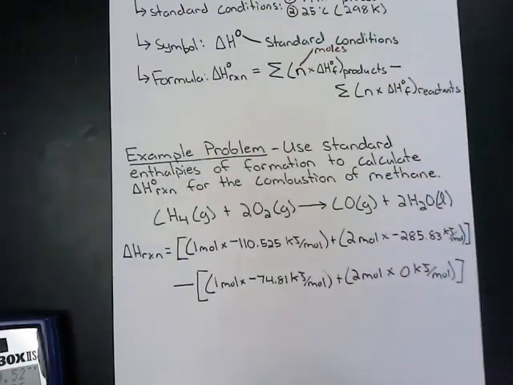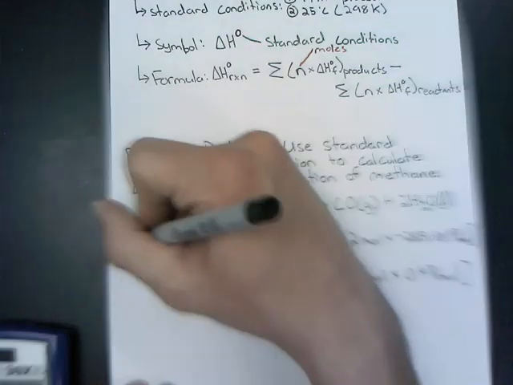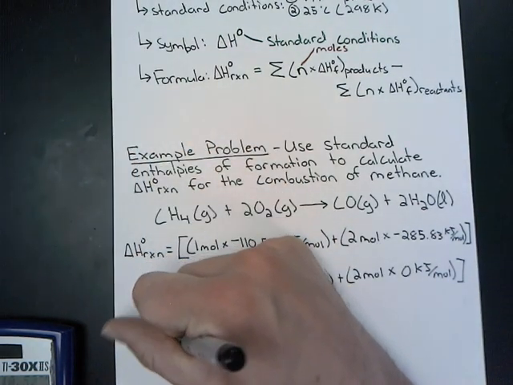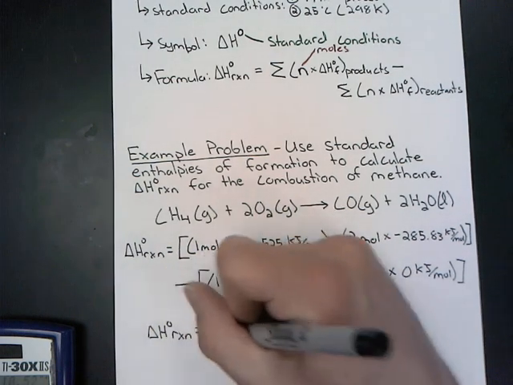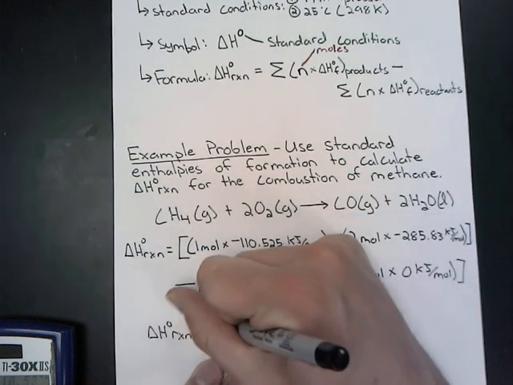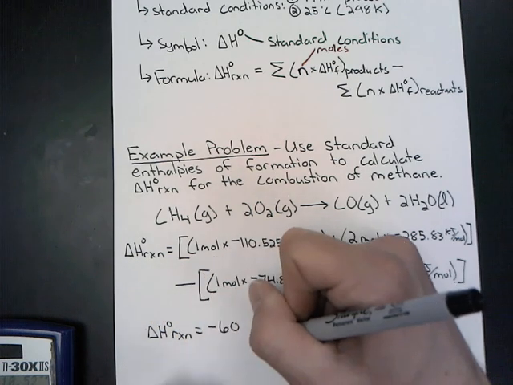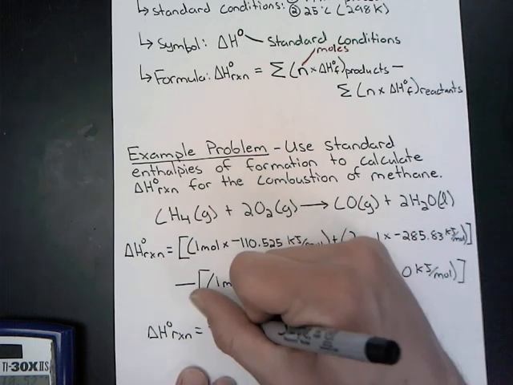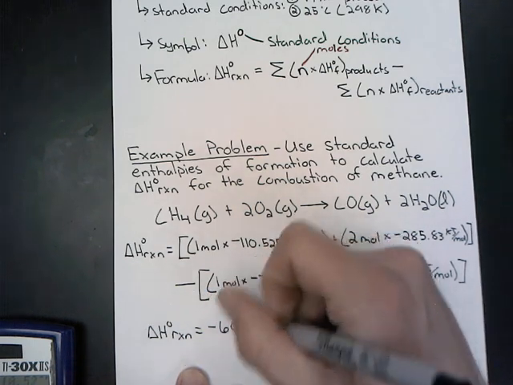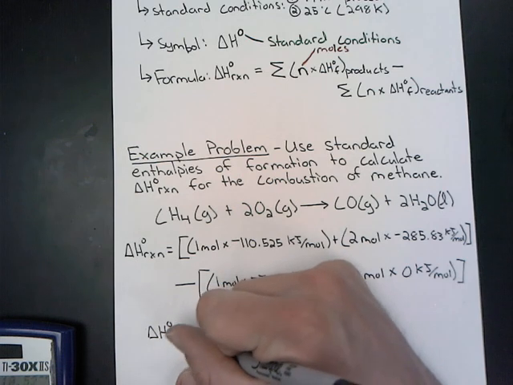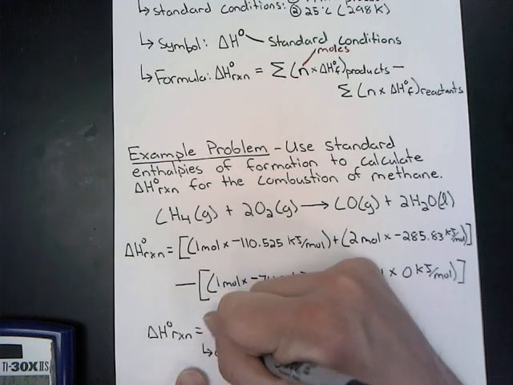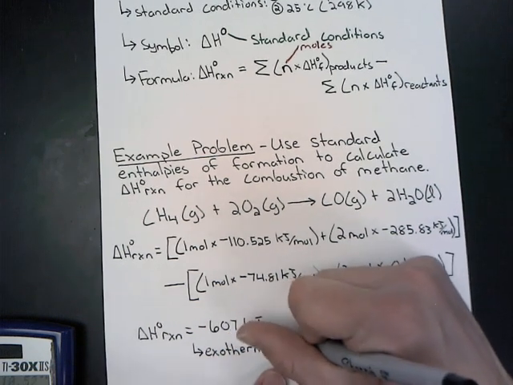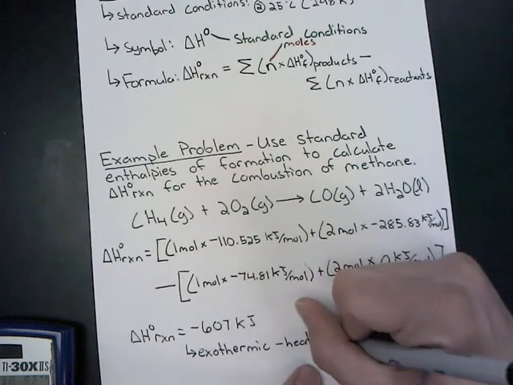So for this process to happen under standard conditions, we get delta H of the reaction, and I added that circle because we're at standard conditions, equal to negative 607 kilojoules. So this means a couple of things. One, it's exothermic, and two, in a combustion reaction, because it's exothermic, heat is released.